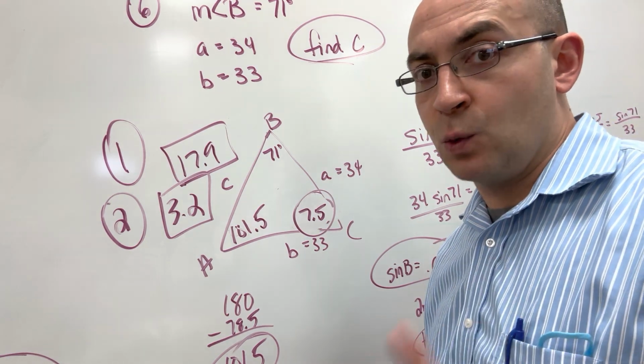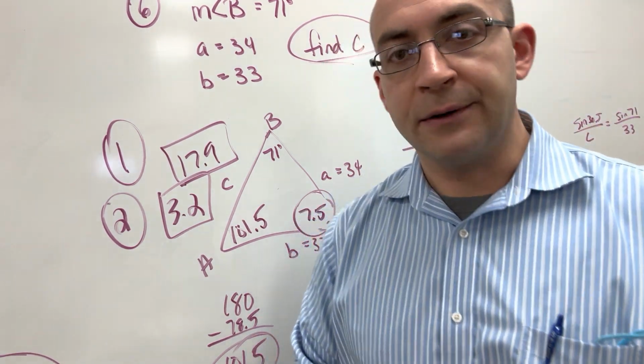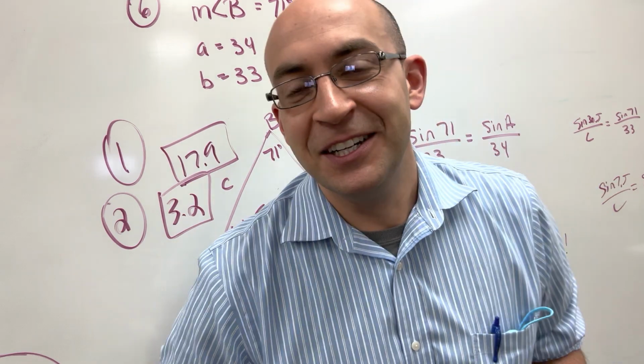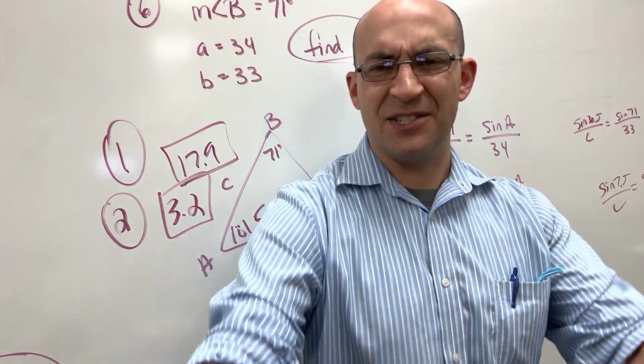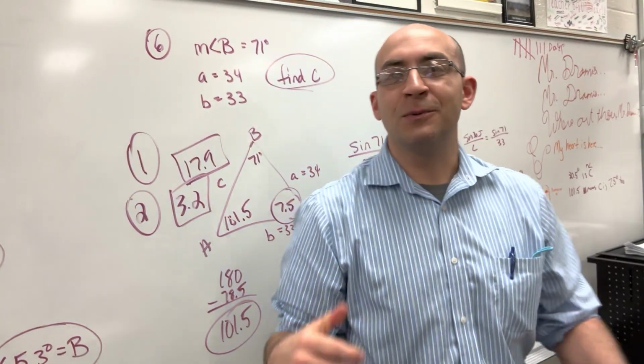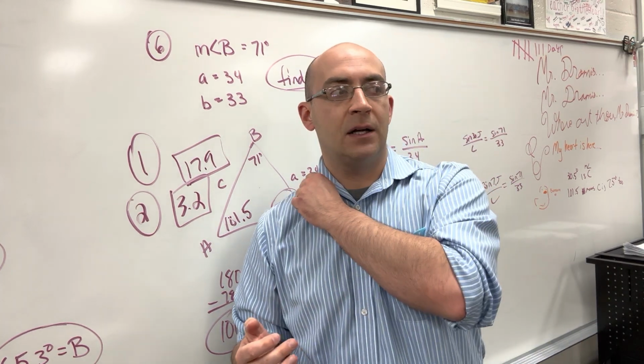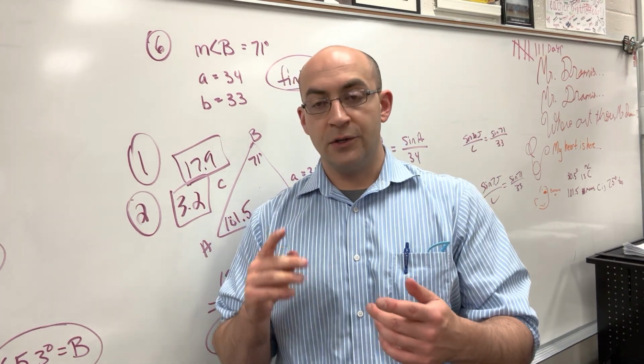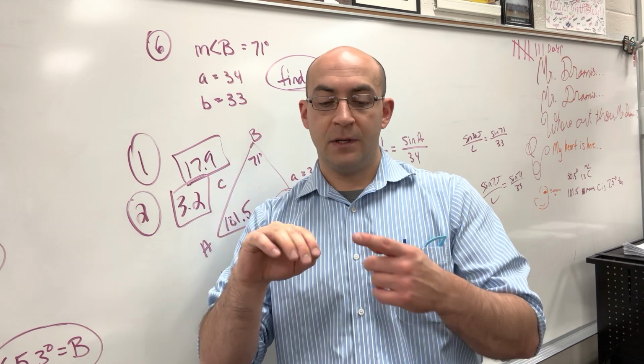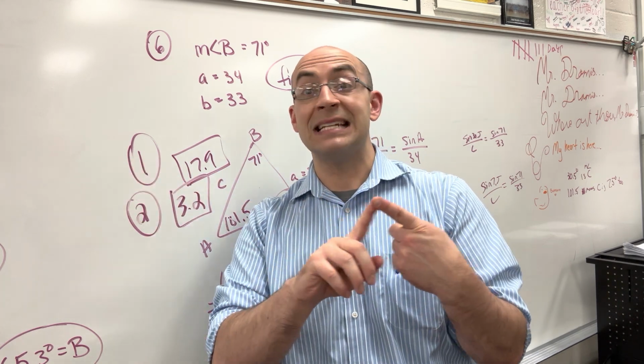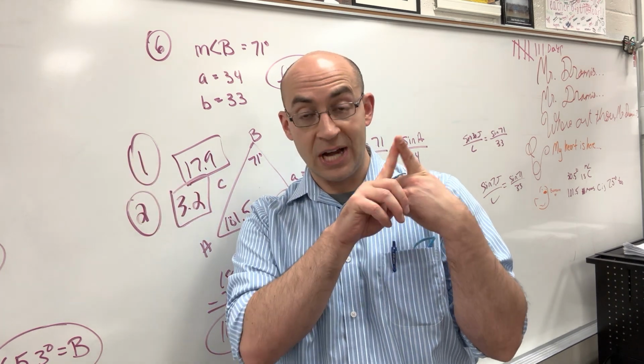So again, a really quick recap. What are we doing? We're doing what's called ambiguous cases of triangles. You're going to have three potential answers. You're going to solve all this stuff and realize it's not a triangle. So that's one possible answer: not a triangle.